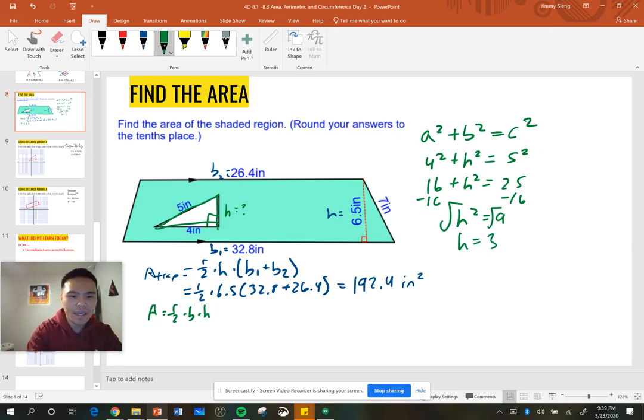Put that into my area of a triangle. I get 1/2 times your base times your height. That's going to be 12 over 2, which is 6. Okay, am I done yet?